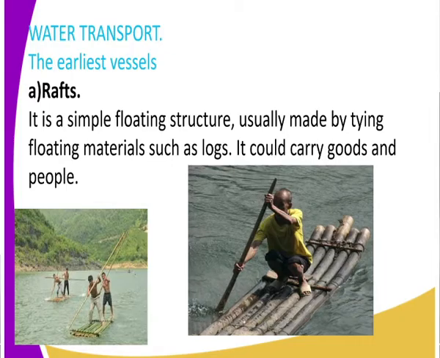One of the vessels they used are rafts. And what is a raft? A raft is just a floating structure. It was made by tying floating materials, for example, logs, right? You could tie like 5 or 10 logs together with a rope. Then, as we always know, logs float on water. That is what we call a raft. And a raft could carry goods and people.